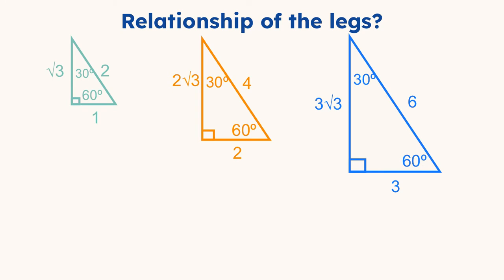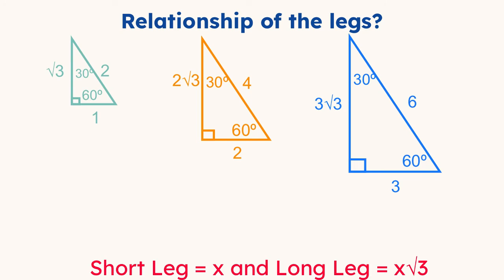Here are the triangles drawn out with everything written on them. If you remember, we talked about how if you take the short leg and want to figure out the hypotenuse, you just double it. It looks like our new pattern here, if you know the short leg, is that you take that short leg and multiply it by square root of 3 this time.